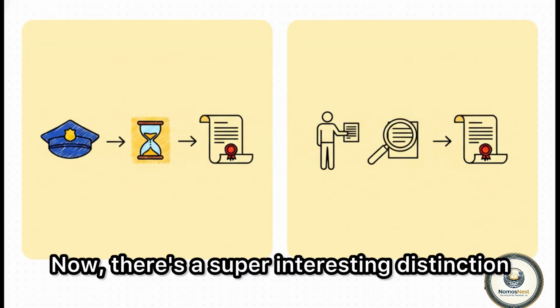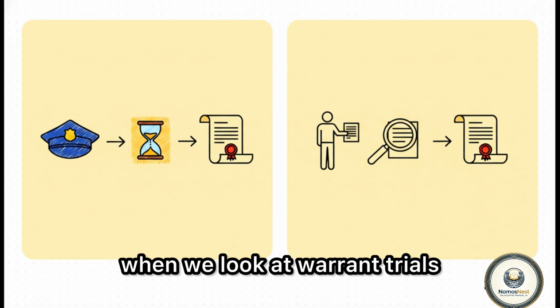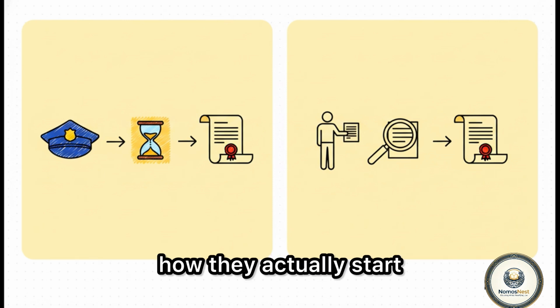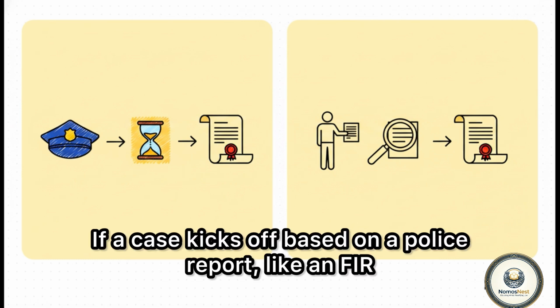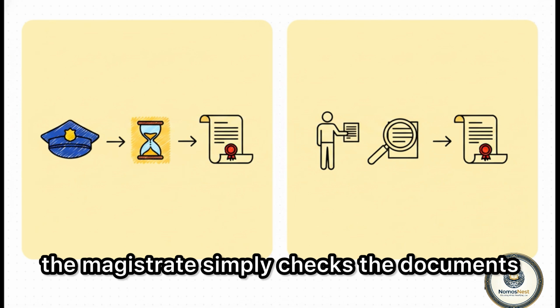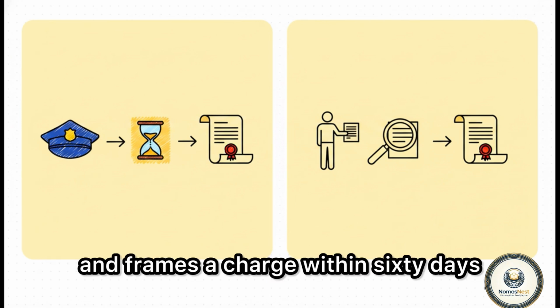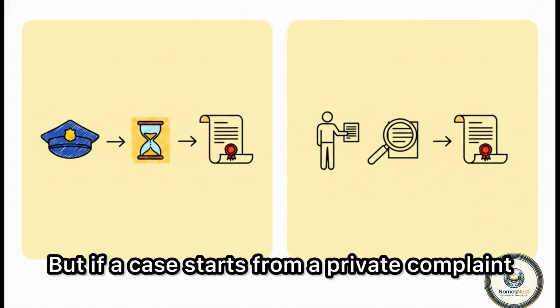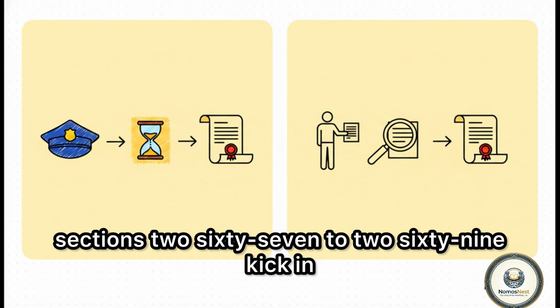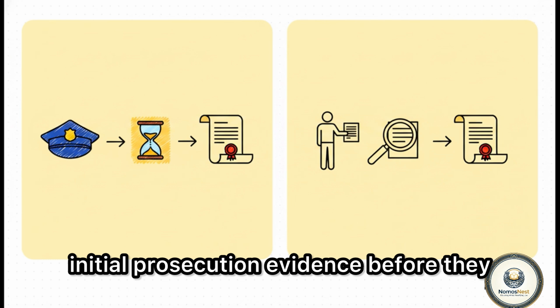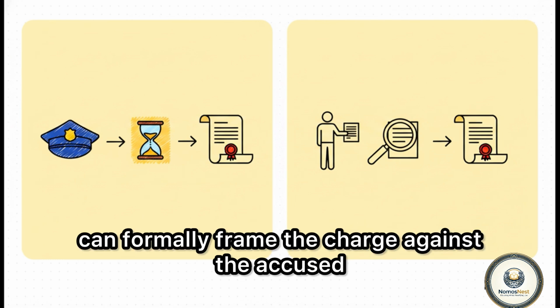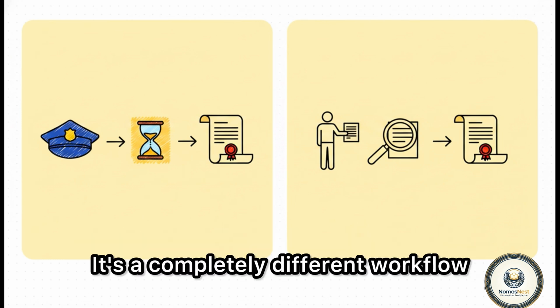Now, there's a super interesting distinction when we look at warrant trials, and it all depends on how they actually start. Notice this crucial difference. If a case kicks off based on a police report, like an FIR, the magistrate simply checks the documents and frames a charge within 60 days. Boom! But if a case starts from a private complaint, sections 267 to 269 kick in. This means the magistrate actually requires initial prosecution evidence before they can formally frame the charge against the accused. It's a completely different workflow.